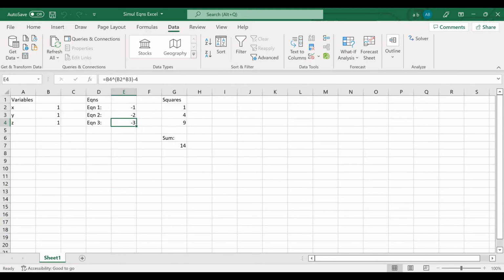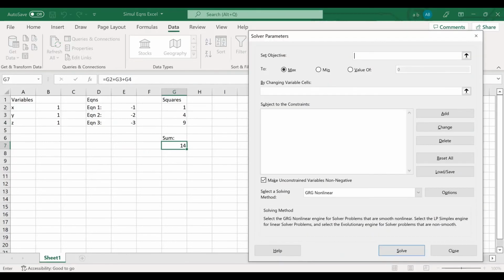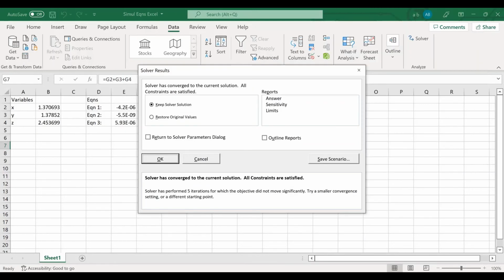And here we can see that they're not 0, and hence the sum of the squared values is clearly much more than 0. So what we do now is we click on Solver and we set the objective to be this G7, the sum of the squares. So we want to minimize it by changing the variable cells x, y, and z. And then we click Solve. And yes, now the results are out.